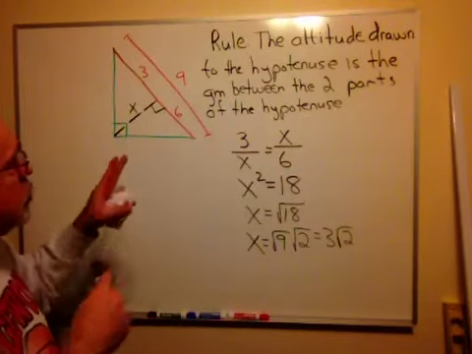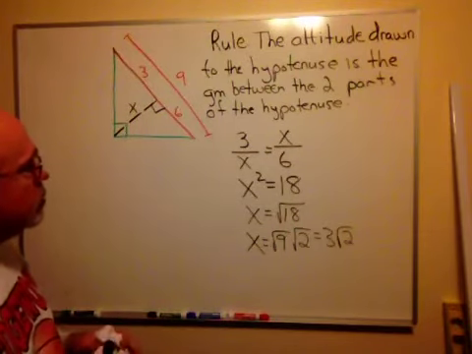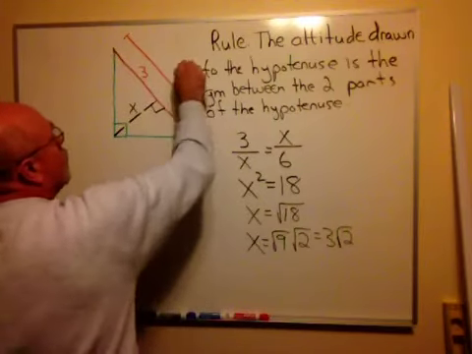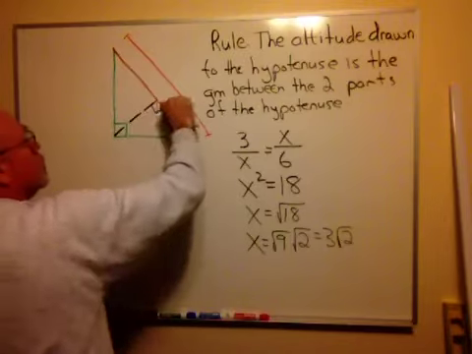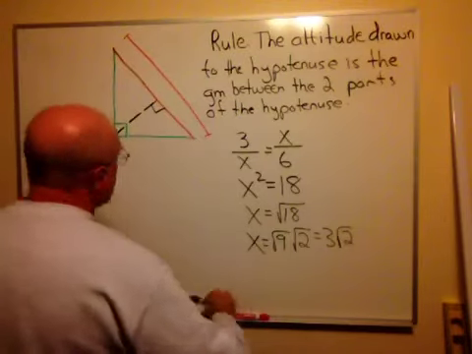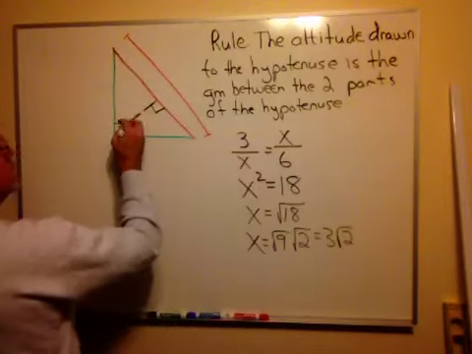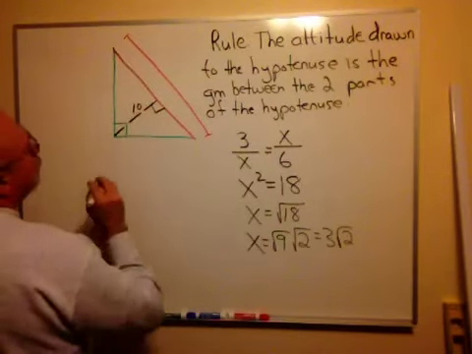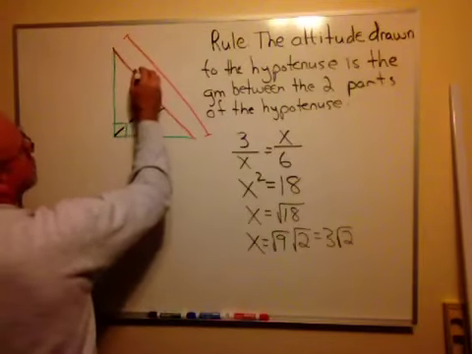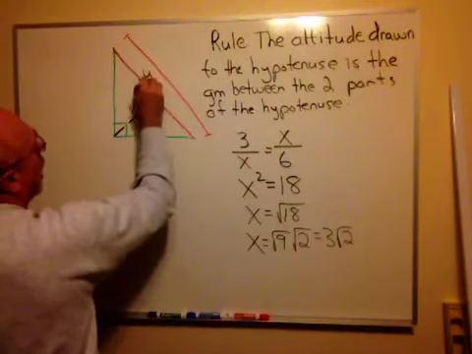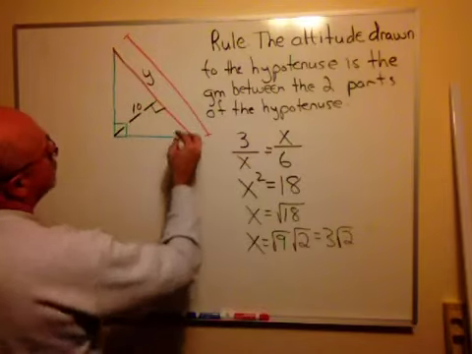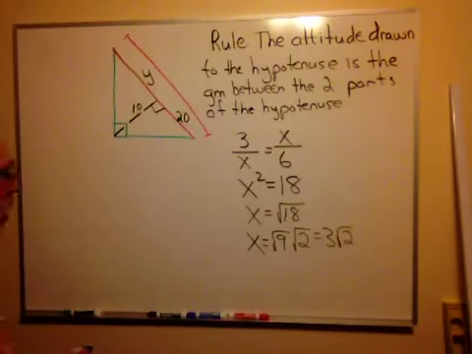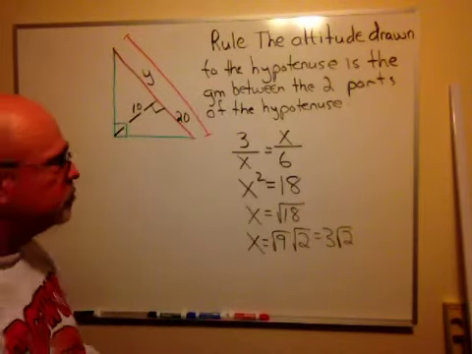Okay, I'm going to change the drawing a little bit, and we'll try one more example on this rule. This time, let's make the altitude a number. Let's make it 10. Let's make one of the parts of the hypotenuse, let's just call it y, and the other part of the hypotenuse we'll make 20. And we're trying to find the value of y this time.